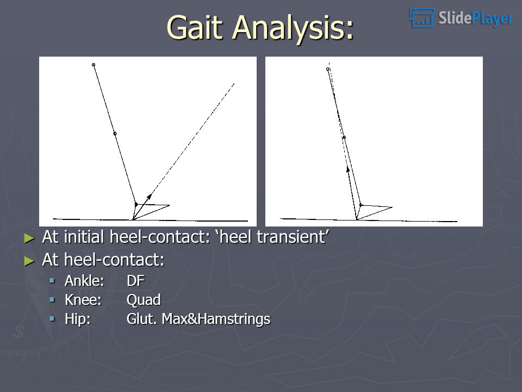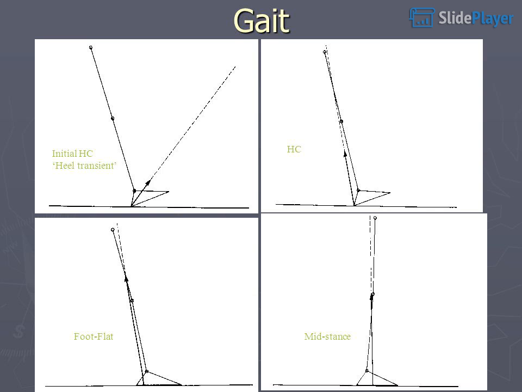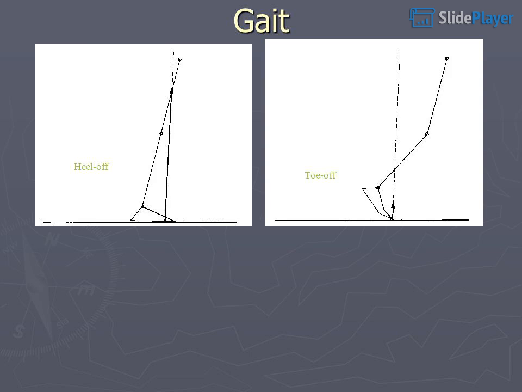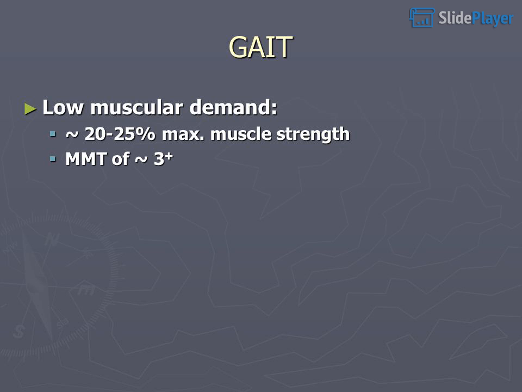Gait analysis. At initial heel contact, heel transient: ankle dorsiflexors, knee quadriceps, hip gluteus maximus and hamstrings are active. Then foot flat, midstance, heel off, and toe off. Overall, low muscular demand, 20 to 25% of maximum; muscle strength of MMT 3+ is sufficient.